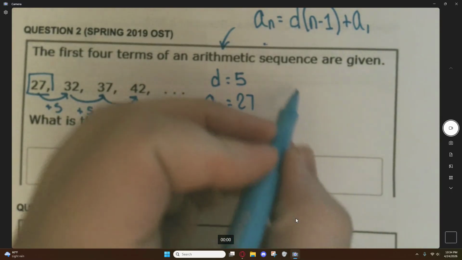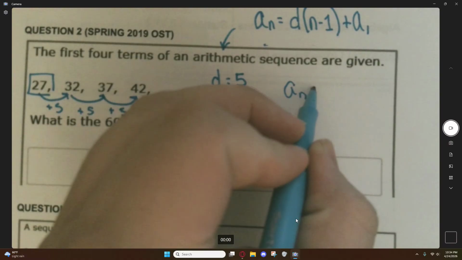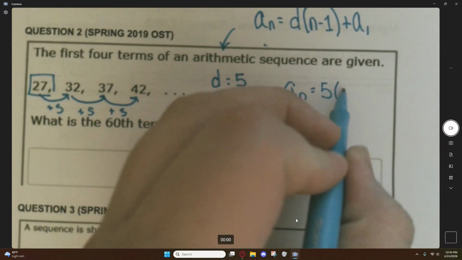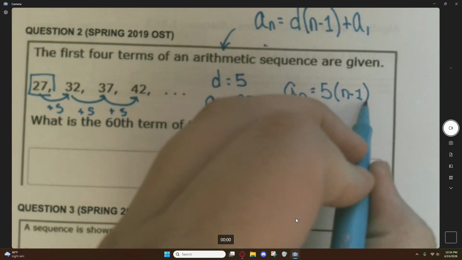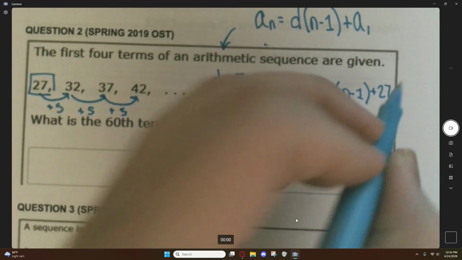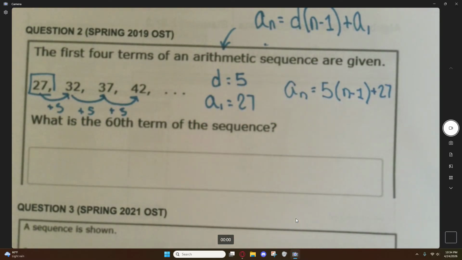Alright, so let's write a rule. A of n equals. Our d, our common difference, is 5, times n minus 1, plus a1, which is plus 27. This is our rule. We could expand it out, but we don't really have to.